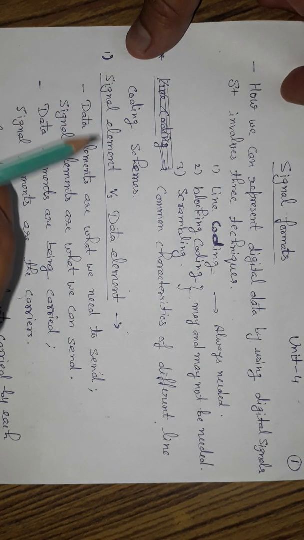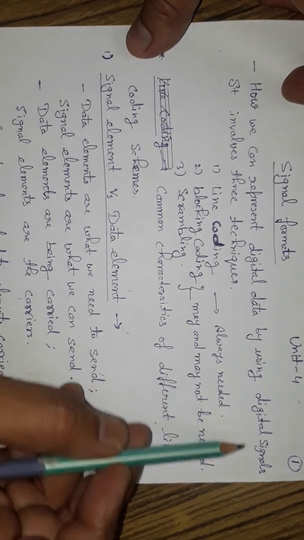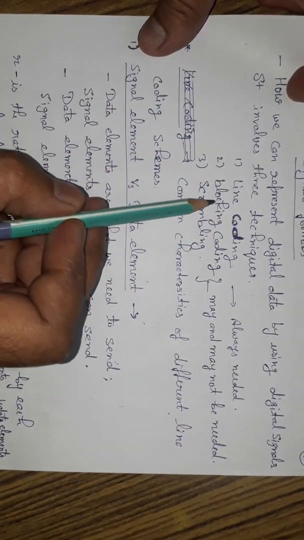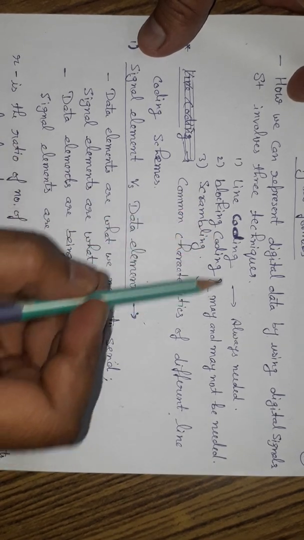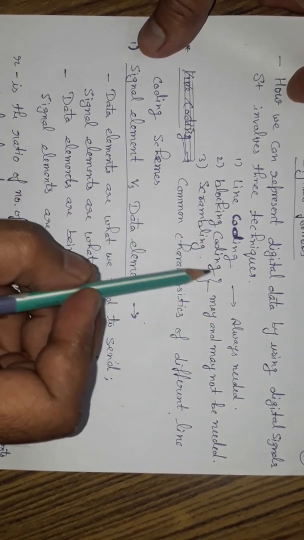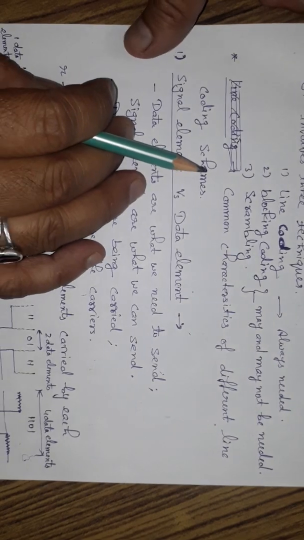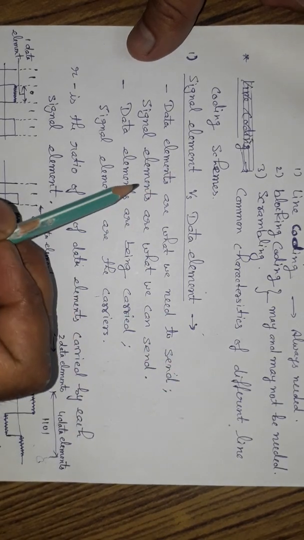Today we will study how we represent digital data by using digital signals. There are three techniques: first one is line coding, then block coding and scrambling. Generally we always need the line coding technique, while block coding and scrambling may or may not be needed. So first we will study some common characteristics of these line coding schemes.